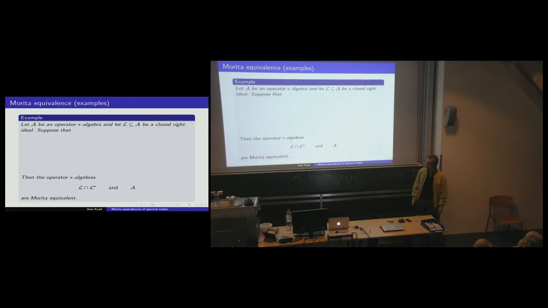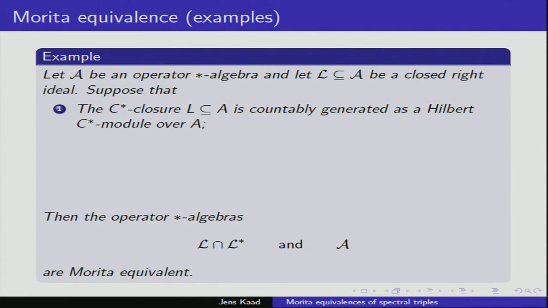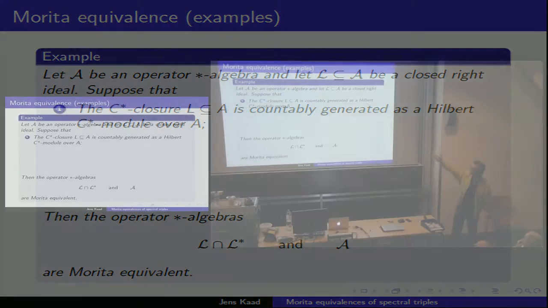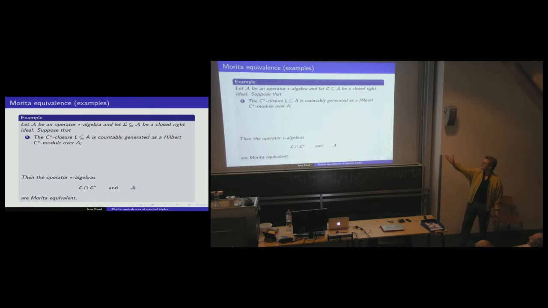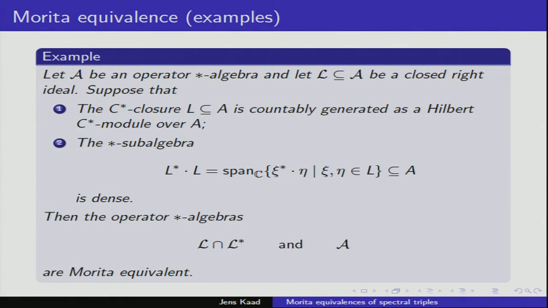Example number 3: if you have an operator star algebra, you have a closed right ideal inside this operator star algebra. Then you have the C star completion of this right ideal sitting inside the C star completion of A. And so this is a C star module over A. This C star module has to be countably generated, so a very weak condition. Secondly, this C star module has to be full.